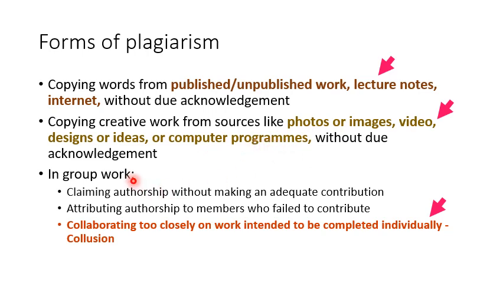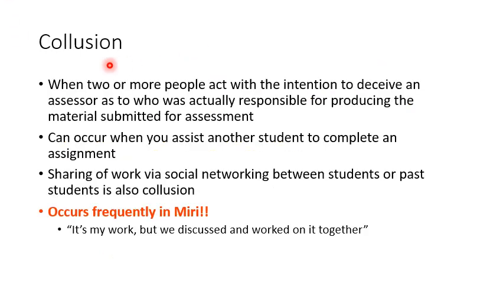And in group work, maybe collaborating too closely on work intended to be completed individually. We have a special term for that. It's called collusion. Also happens very frequently. Okay, I'm going to talk a little bit more about collusion. So it says that when 2 or more people act with the intention to deceive an assessor as to who was actually responsible for producing the material submitted, this is actually collusion.